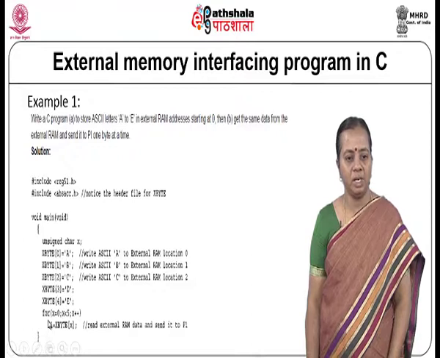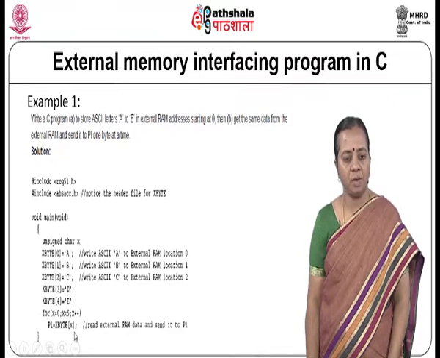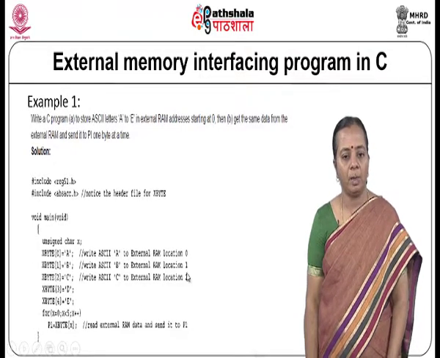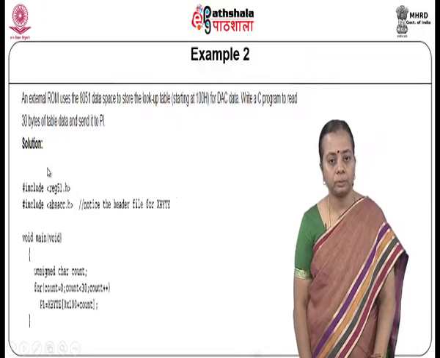Now, for x ranging from 0 to 5, x plus plus, P1 is equal to XBYTE of x. So, the first time XBYTE of 0 is sent to P1, the next time XBYTE of 1 is sent to P1, and then XBYTE of 3 is sent to P1. That way, whatever we have written in the external RAM has been sent to port 1 through this code.